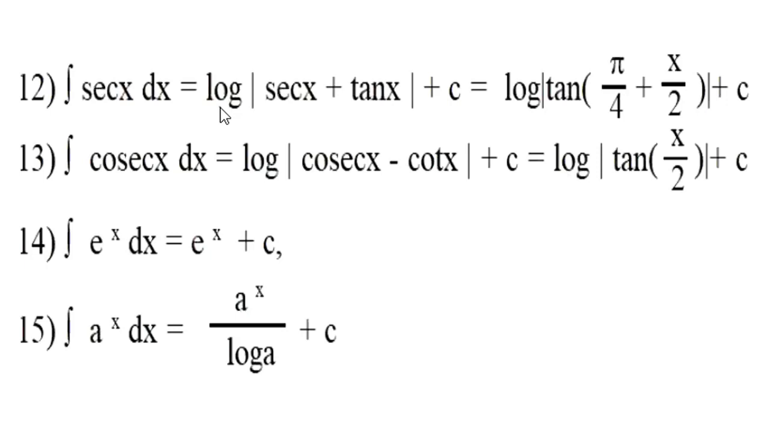Okay, next, 13: integral of cosec x dx is equal to log of mod of cosec x minus cot x plus the constant c, or it is also equal to log of mod of tan x by 2 plus c. Next is the 14th formula: integral of e raised to x dx is equal to e raised to x plus c. Next is the 15th one: integral of a raised to x dx is equal to a raised to x upon log a plus c. Okay, move further.